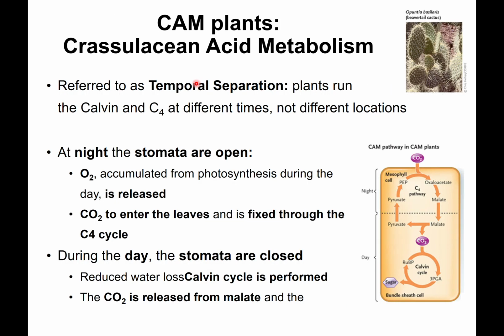Some other plants, which are dry plants, such as this one here, called crassulacean plants, have developed instead a different type of separation, which is referred to as temporal separation. So the C4 pathway and the Calvin cycle in these plants is actually done in the same cell type, but it's done at different times. That's why it's called temporal separation. These plants are referred to as the CAM plants or crassulacean acid metabolism plants because it was first discovered in these type of dry plants called crassulacean plants.